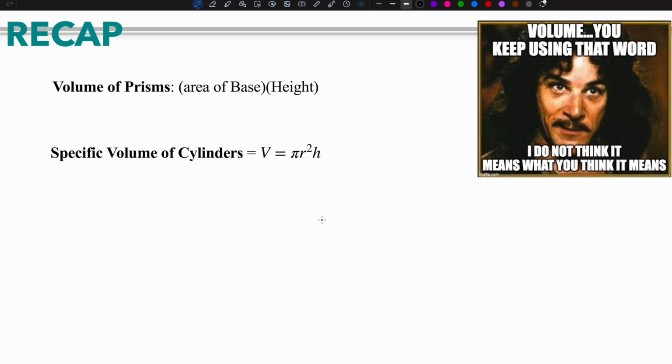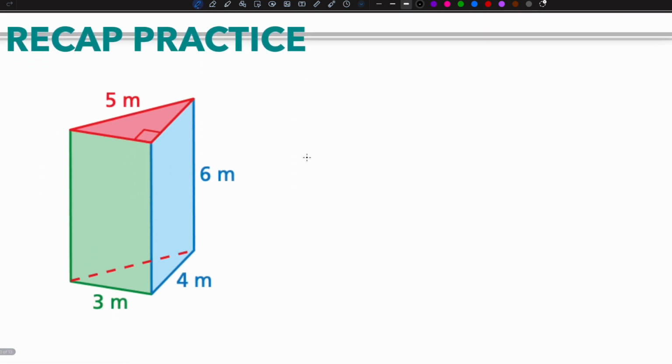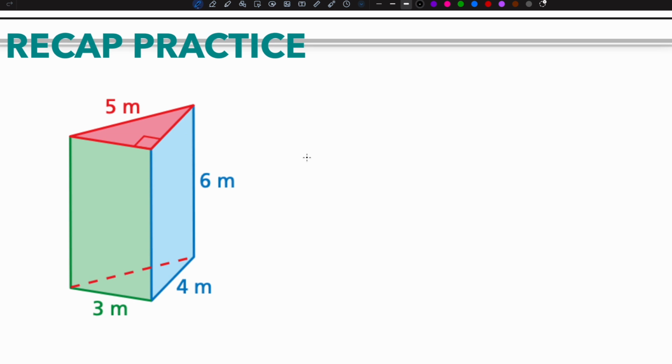So to recap, the volume of a prism is going to be the area of the base depending on what it is. It could be a triangle, it could be a rectangle, it could be a square, it could be a pentagon, a hexagon, a trapezoid, doesn't matter. So whatever the area is, it's going to be the area of the base times the height of the whole thing. And then specifically for cylinders, it is pi r squared times the height, because for every cylinder, the base is a circle. And so therefore, the area of a circle is always going to be pi r squared. So I want you to pause the video, attempt to do this problem, and then hit resume to check your answer.